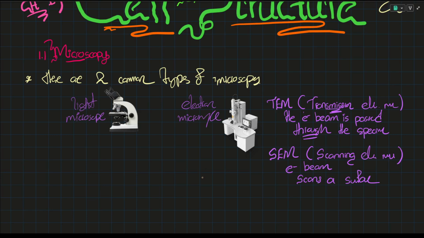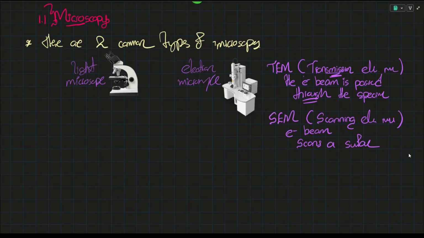For example, if this was some form of specimen and this was the electron beam, if it's transmission electron microscopy, it's going to go through. It's transmitted and then observed. But if it's the scanning variant, this electron beam is just going to hit this, scan the surface, reflect back, and then give us a reading. It's very simple, very straightforward. That's simply the difference. Now, when it comes to these two microscopes, you have to know their distinctive differences.